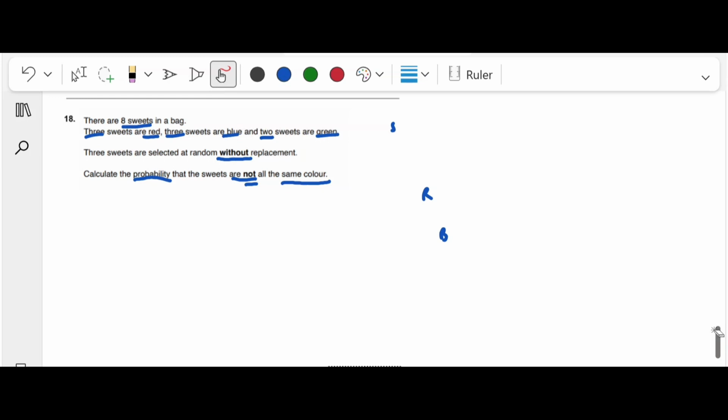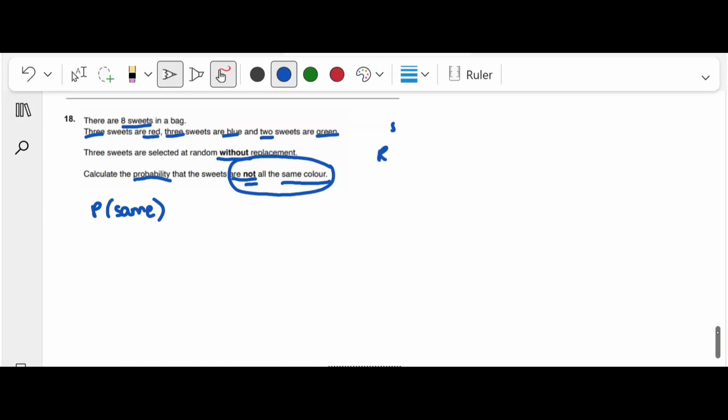So I am going to calculate the probability the sweets are not all the same colour. So that's going to be a lot of calculation because I could have red, then blue, then green, red, then green, then blue, etc., etc. So what is sometimes easier with questions like this is to do the opposite of this. So the opposite of them all not being the same is them being the same. So I'm going to work out the probability they are the same colour because then I've only got 3 options.